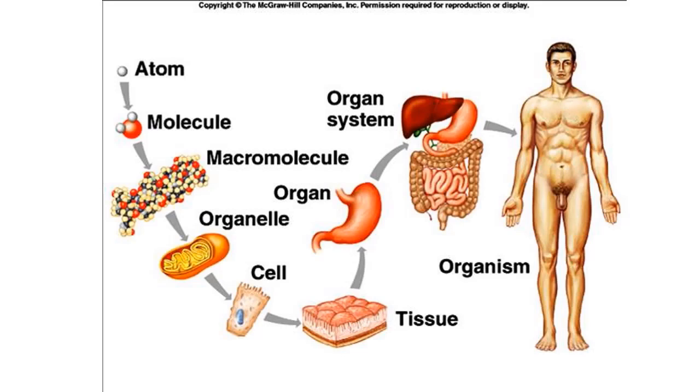When you look at this image, to your right you will find the complete human body, and to your left is the atom, then molecules, organelles, cells, tissues, organs, organ system like the digestive here, and then different systems will make the human body.